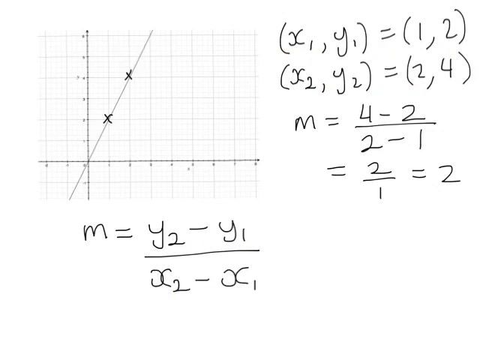Now we could actually do this the other way around, but the order is important. You've got to be consistent with it. So I could say that this is equal to y1 minus y2 over x1 minus x2. And if we try that with our example, if we do this the other way around, the top is 2 minus 4, which is minus 2, divided by 1 minus 2, which is minus 1, and minus 2 divided by minus 1 gives us 2.